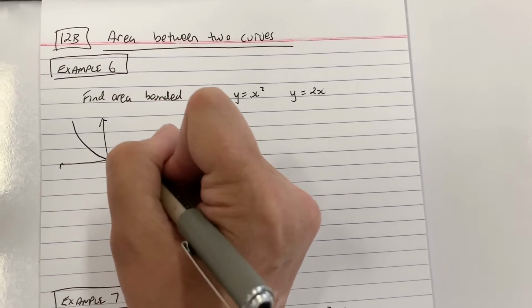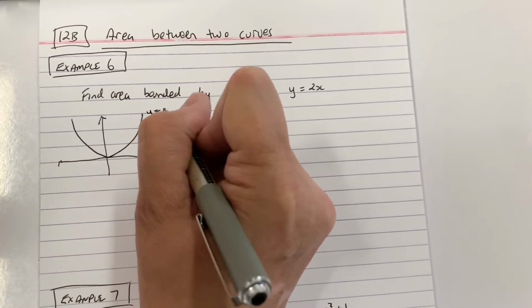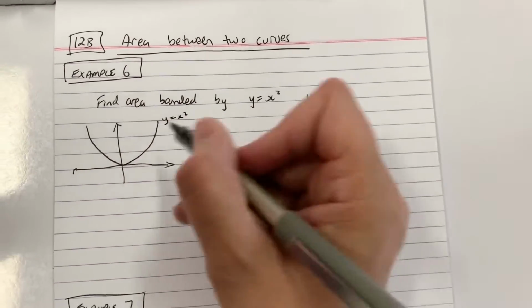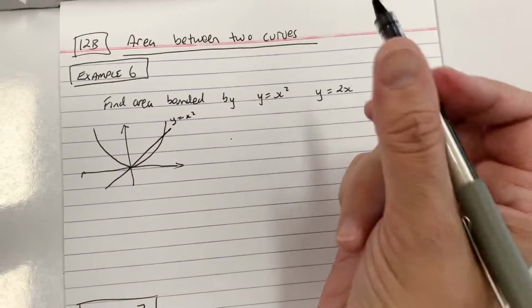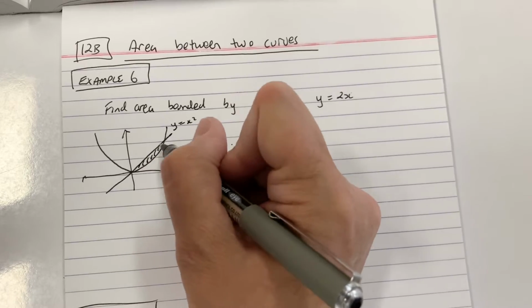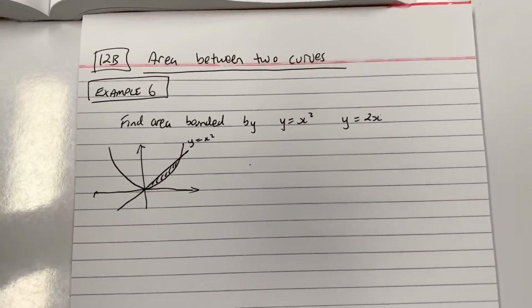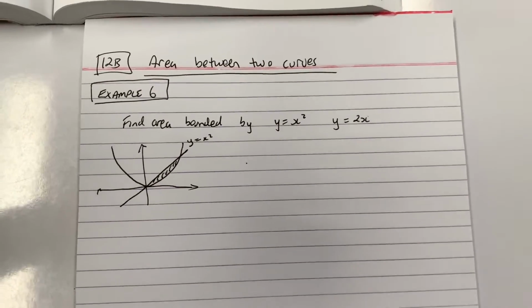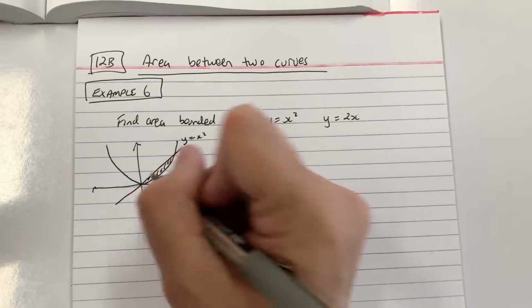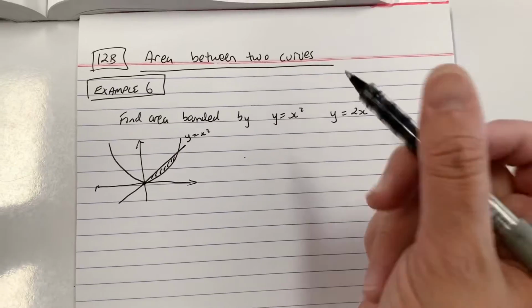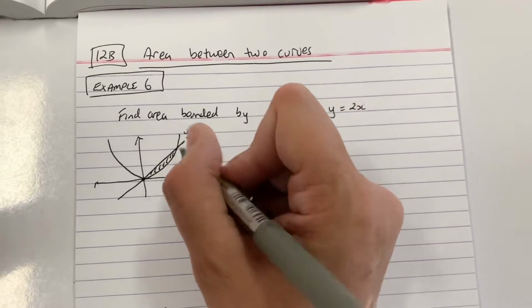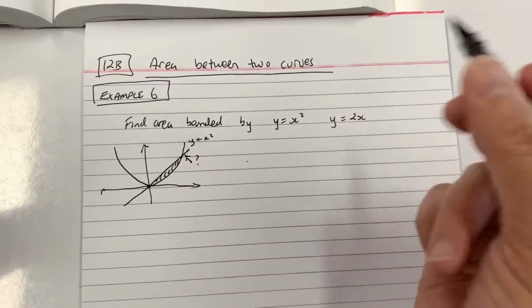Y equals x squared is going to look like that, your straight parabola. Y equals 2x, it's going to look like that. So we're looking at finding this area bounded between the two lines, or two curves. We need to know intersection points. Obviously, it's going to intersect, we can see from the graph, at 0, 0, but we need to find this point here.